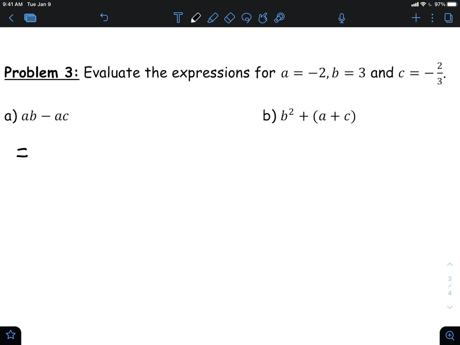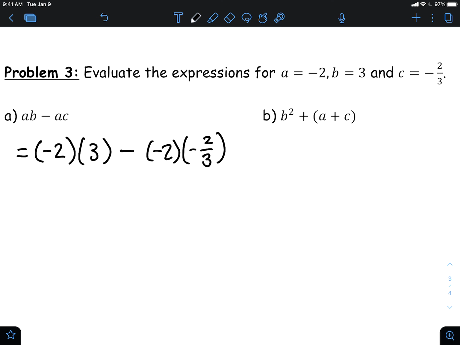So a times b minus a times c. A is going to be minus 2, so I'll plug in that. B is going to be 3, so I'll plug that in. And then subtract the minus 2 times c, which is minus 2 over 3. And at this point, we can just treat this as one of our other problems. We can just apply BEDMAS, apply the order of operations.